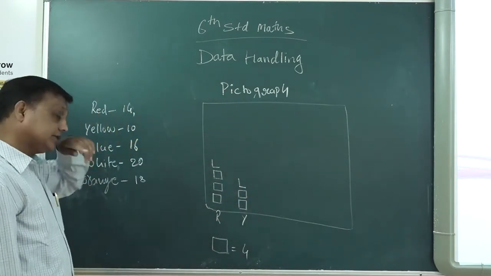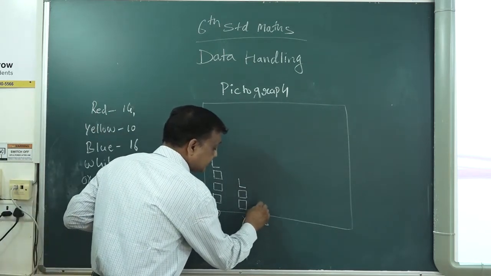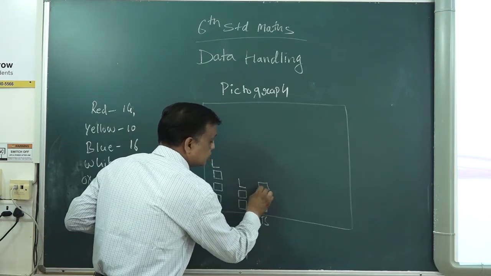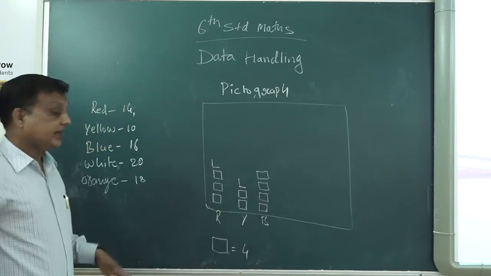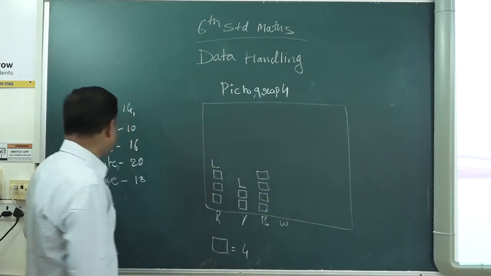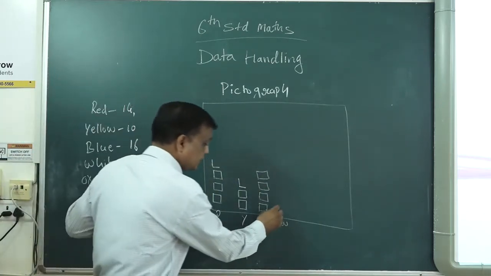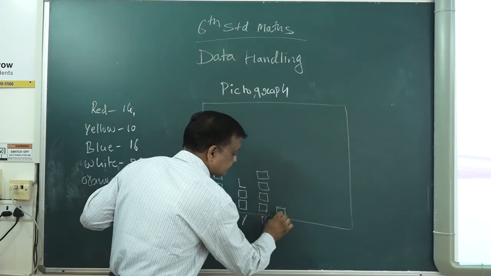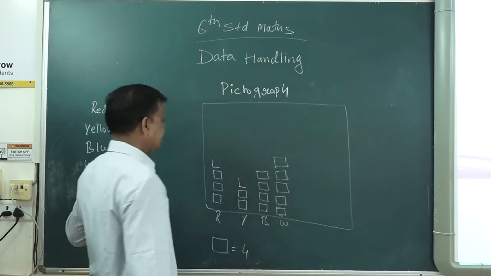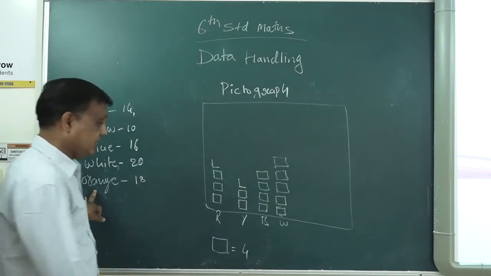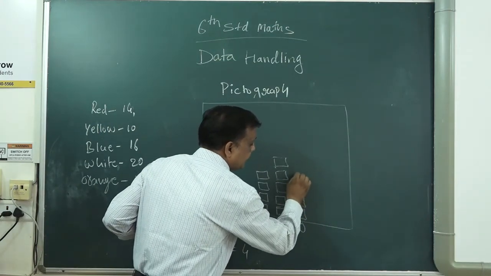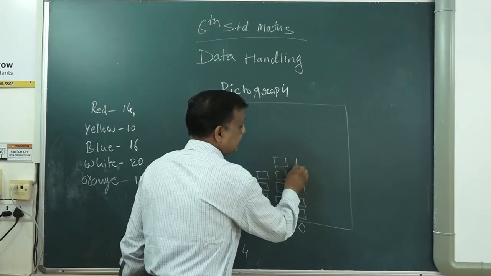Now next is what? Blue. 60. I am taking here B. 60 means how many squares do you have to draw? You have to draw 4 squares. 4, 8, 12 and 16. Next what is given? Blue is over. Now white. W we are taking as a short form. How many? 20. So how many do you draw? Directly 5 squares. 1, 2, 3, 4, 5. And next is what? Orange. How many orange? 80. So we are showing here O, orange. So 1, 2, 3, 4, 16, 17 and 18.